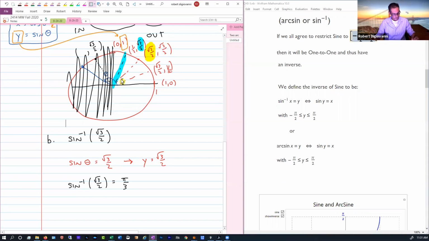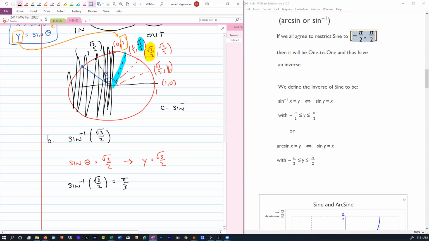Let's do one more. I'm going to squeeze it in here. I'm going to do a part C, even though there's not one here. What's arc sine of negative 1/2?